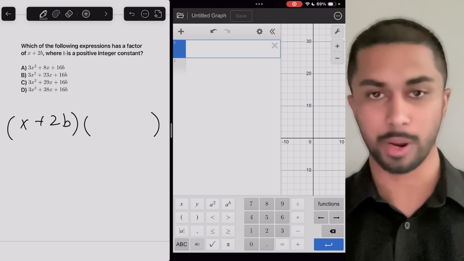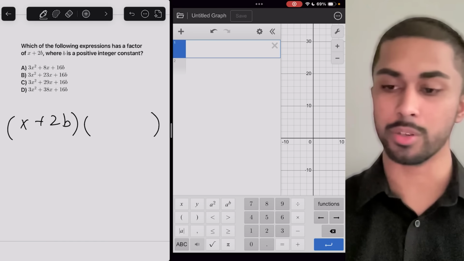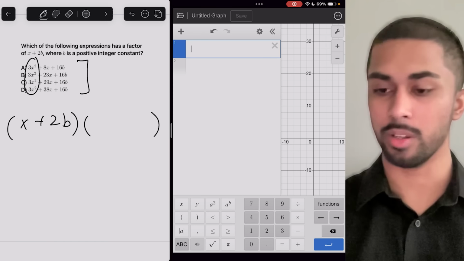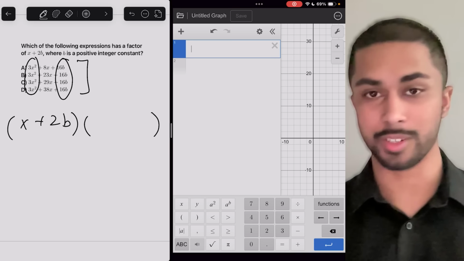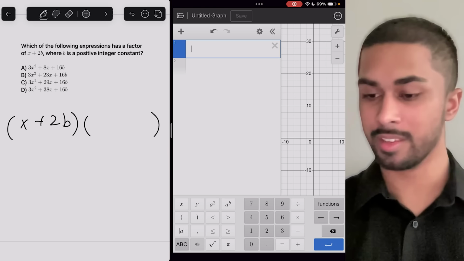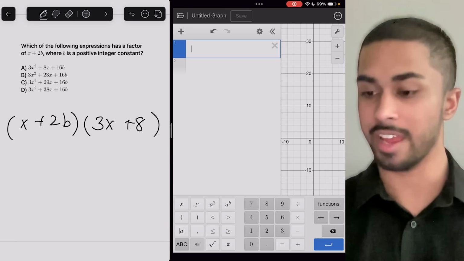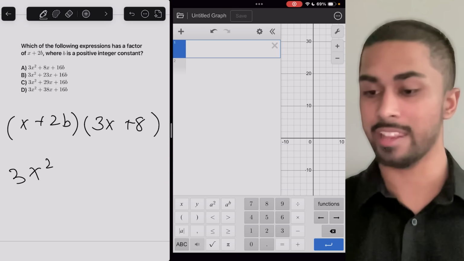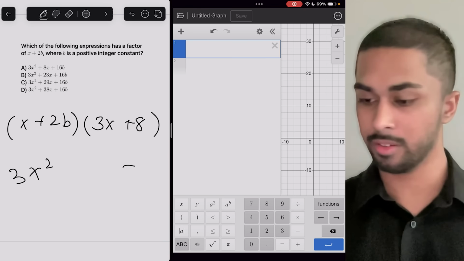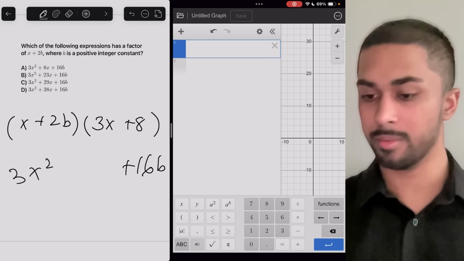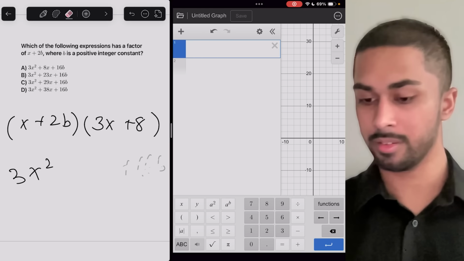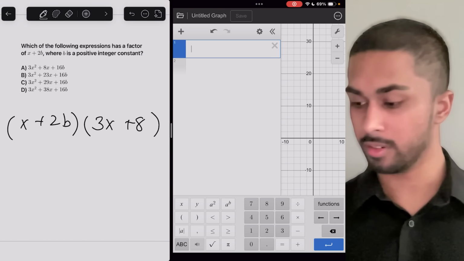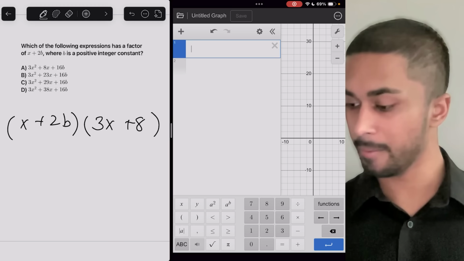Okay. All you have to recognize here is, if you look at the answer choices, what's common about all of the answer choices? They all have 3x squared. They all have 16b. Meaning, this has to be 3x, this has to be 8. Why? Because the first term then multiplies out to 3x squared, and the last term, when you FOIL everything out, is plus 16b, because 2b times 8 is 16b. And that's exactly what it looks like here. Perfect. Don't even distribute this. You don't even need to do that.